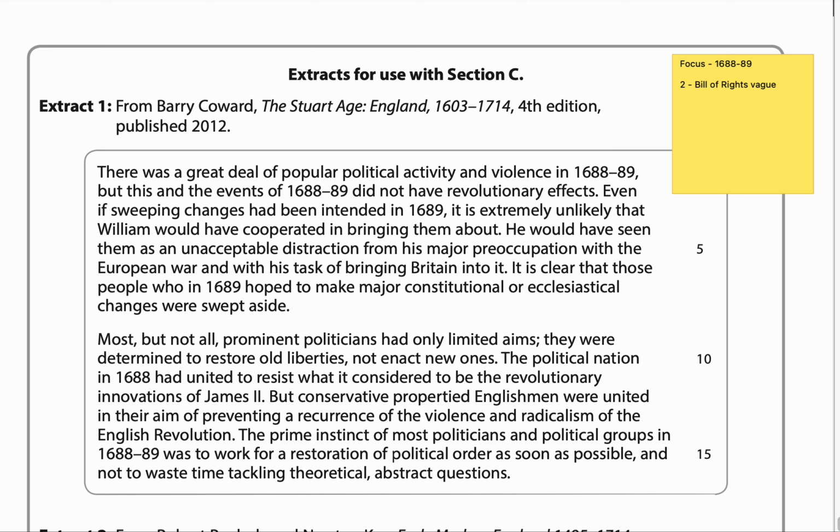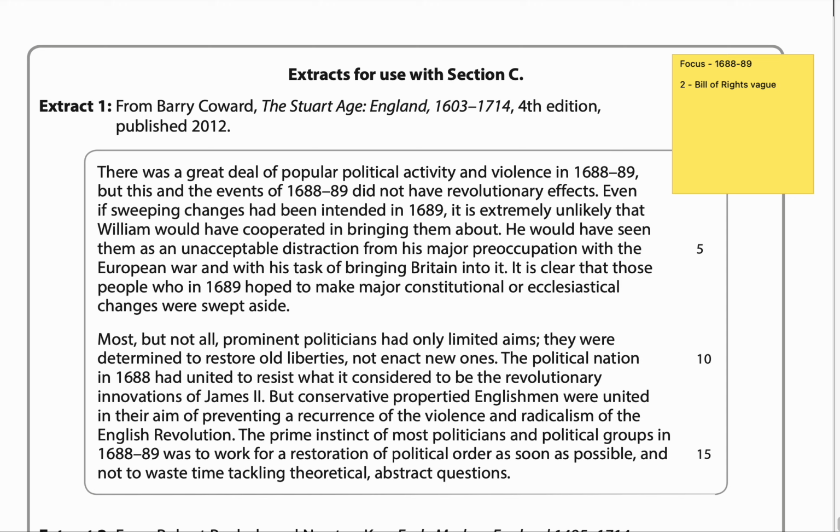So then I would go to lines 7 and 8, and it says, it's clear that those people who in 1689 hoped to make major constitutional or ecclesiastical changes were swept aside. So this idea that there wasn't great change, that anybody calling for great change was just pushed to one side, just ignored.